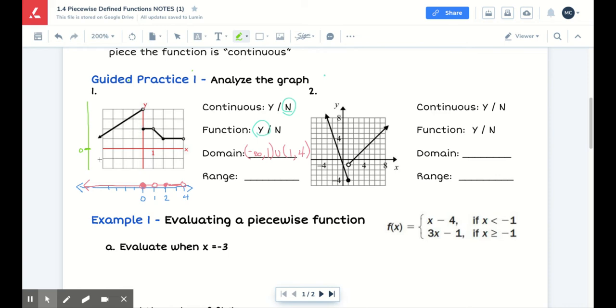And let's see, I guess I'll start from the top because I can see everything that's going on up there. At the very top of my graph, I have an open dot, and that's at 4. Okay, so 1, 2, 3, 4, just matching it up with my graph here. So at 4, there's an open dot.